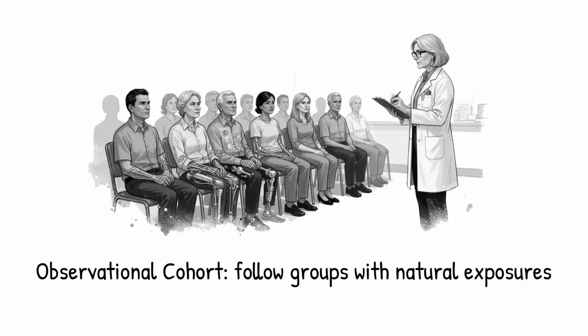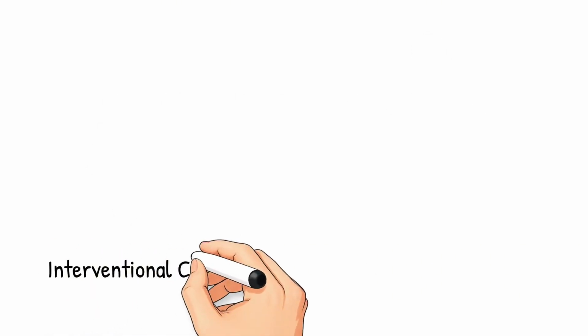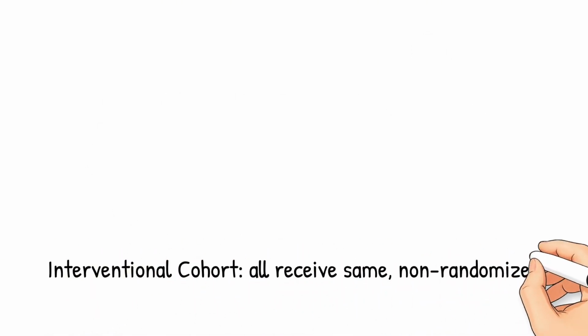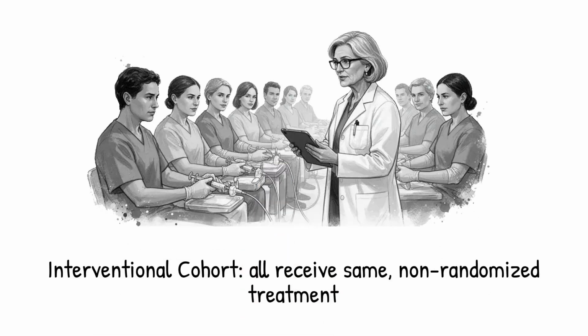The researcher follows them forward and records outcomes without intervening. In an interventional cohort, the researcher assigns a treatment to a group and follows them forward, but without a randomized control group. Everyone receives the same intervention. Outcomes are tracked over time.